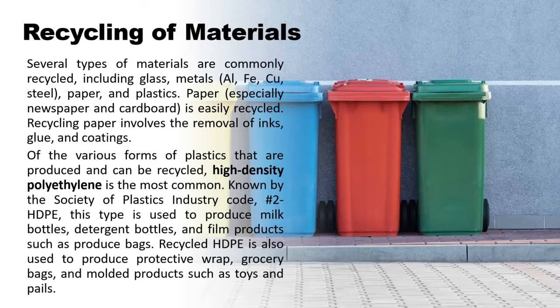Of the various forms of plastics that are produced and can be recycled, high-density polyethylene is the most common, known by the Society of Plastics Industry Code number 2, HDPE. This type is used to produce milk bottles, detergent bottles, and film products such as produce bags. The recycled HDPE is also used to produce protective wrap, grocery bags, and molded products such as toys and pails.